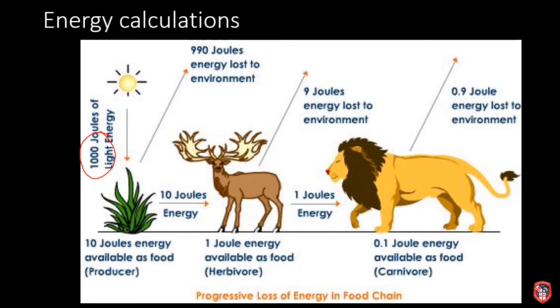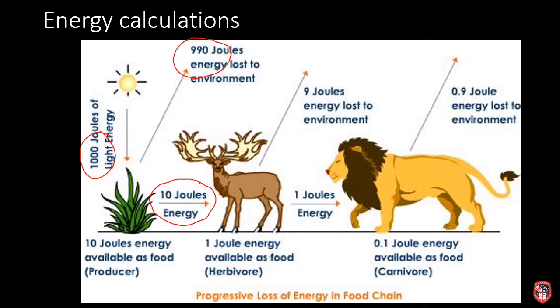Now, if it takes in energy, let's say for the sake of argument, that it does take in 1,000 joules of light energy. Most of that light energy is going to be wasted. It can't get passed on. So we're saying here 990 joules, most of it is being lost to the environment in different ways, whether it be respiring, for example, or else producing seeds and the seeds being passed away, leaves falling off, all those kinds of things are all being lost to the environment. So only a small amount, normally about 10% of the energy, is getting passed on into the next animal. Only 10 joules getting passed on here.